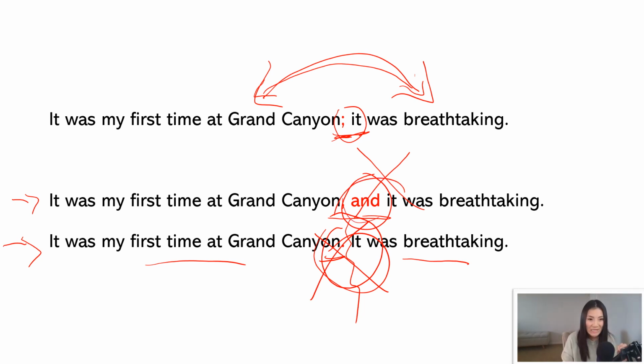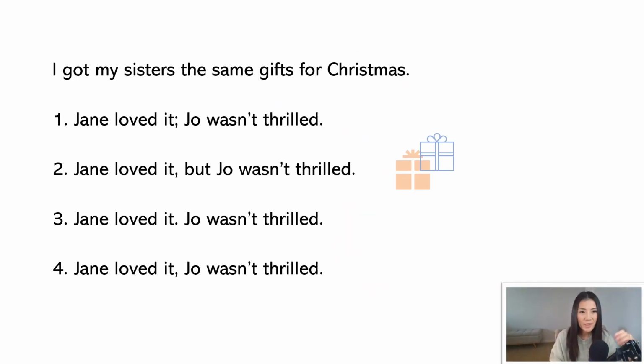I wanted to read. It was my first time at Grand Canyon. It was breathtaking. Here's another example. So I got my sisters the same gifts for Christmas. Number 1 says, "Jane loved it, Joe wasn't thrilled." 2, "Jane loved it, but Joe wasn't thrilled." 3, "Jane loved it." Period. "Joe wasn't thrilled." 4, "Jane loved it," comma, "Joe wasn't thrilled." So they all kind of sound the same, I know.